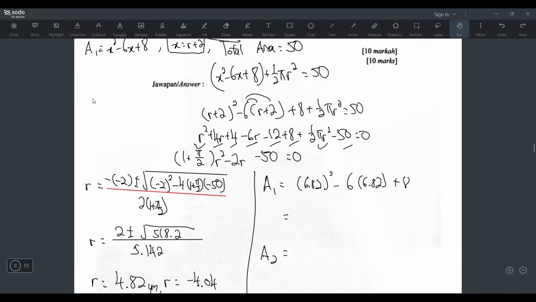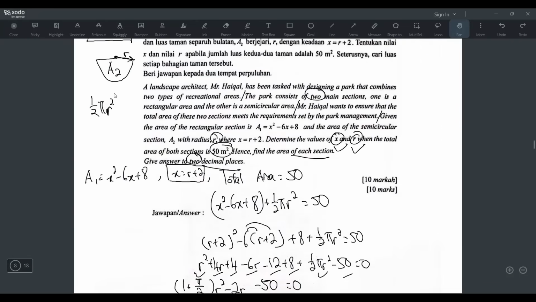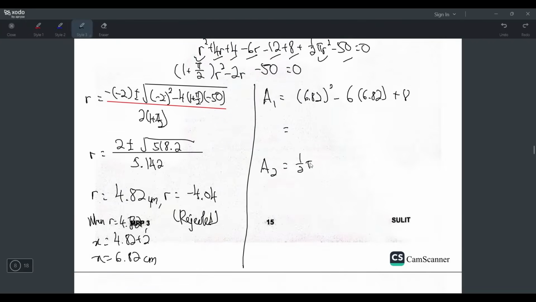What is my A2? A2 is the area of the semicircle, which is 1 over 2 pi r squared. And your r will be the 4.82, because we reject the negative one already, right? Okay, so now the only thing left to do is press the calculator. 6.82 squared minus 6 times 6.82 plus 8. My calculator gives me 13.5924.